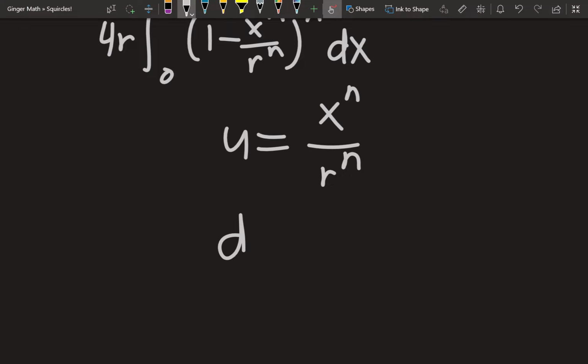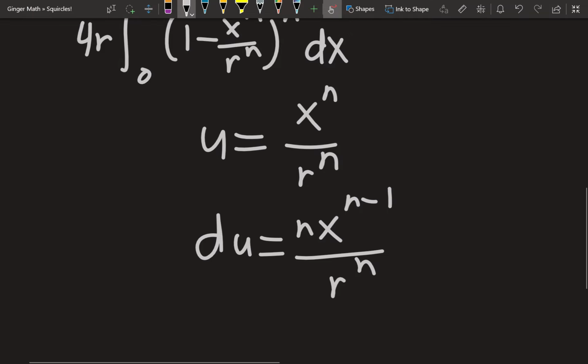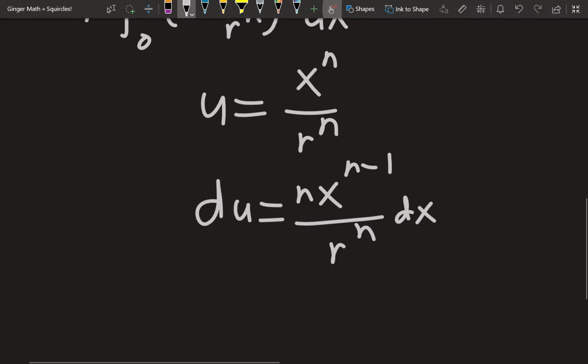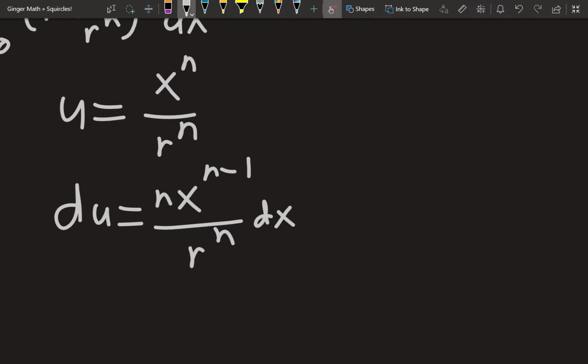So we're going to find du. This is going to be n x to the n minus 1 over r to the n, r is not going to change, dx, of course. And what I'm going to do now is two things. I'm going to solve for x and also solve for dx, because what we want to do is plug in an expression of u for that x. That'll allow us to use the beta function. And to do that, we need to solve for x first.